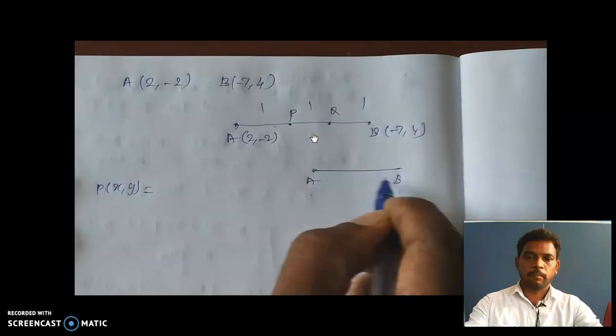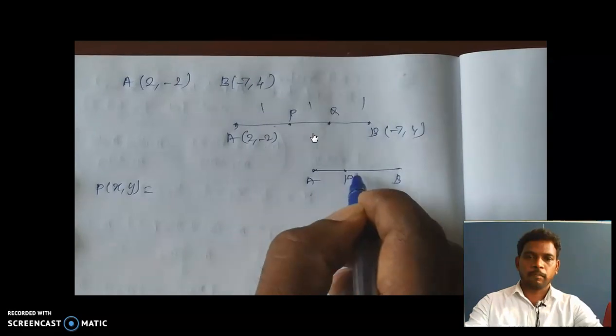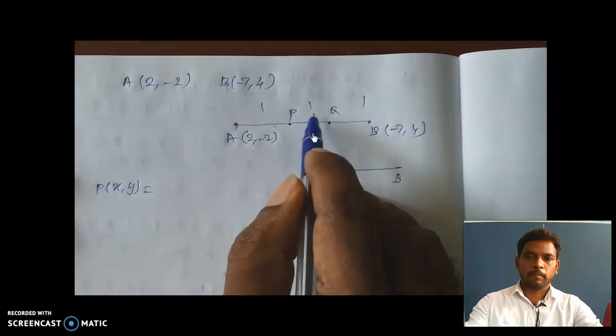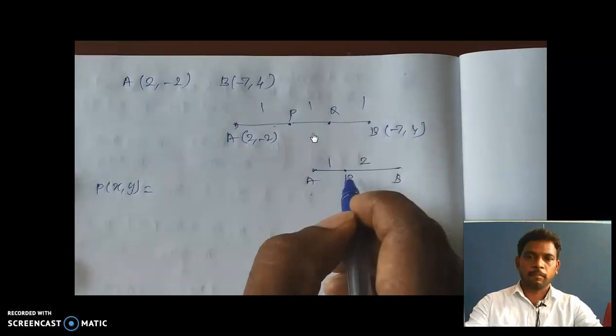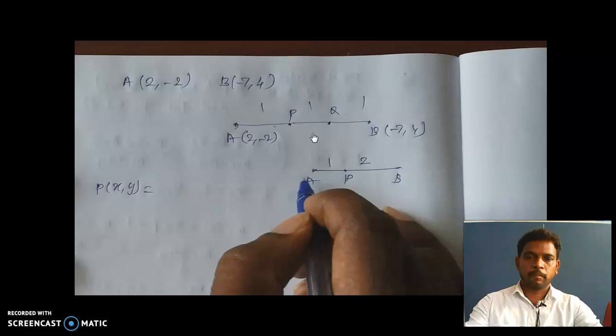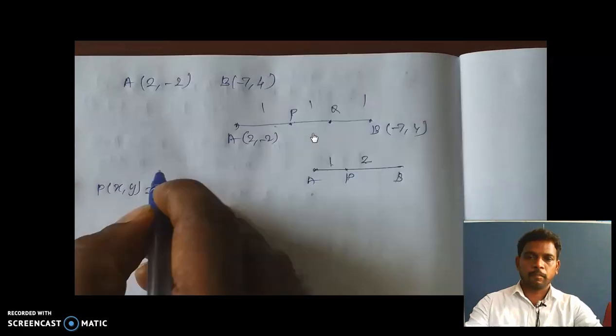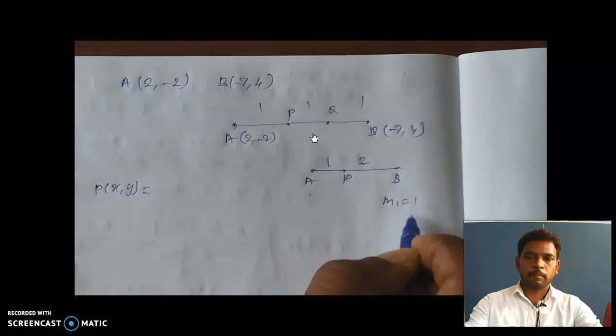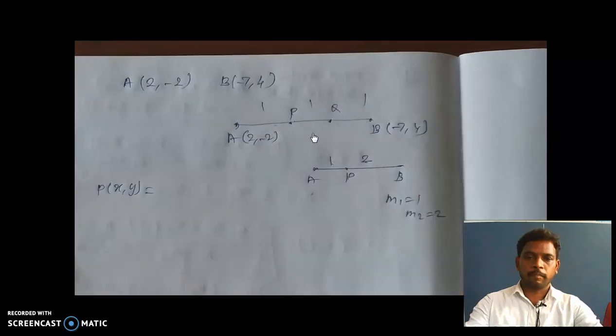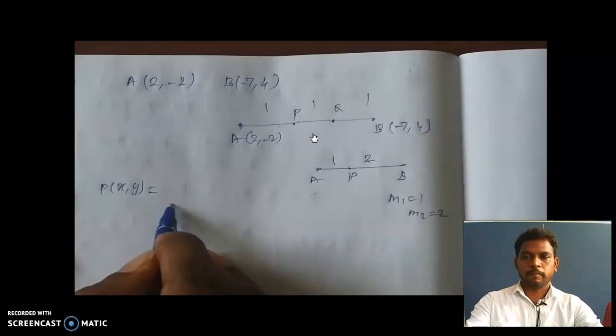So this one is A, B, and this one is P, and here 1. Already here PB is nothing but 1 plus 1, so this is 2. So P divides AB in the ratio 1:2. There is a P here. So here let us take M1 is 1 and M2 equal to 2. Right? So now what's the formula?